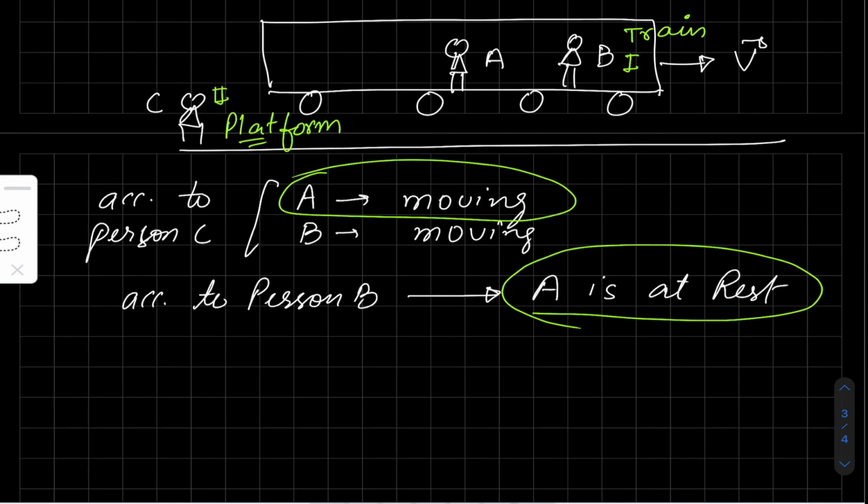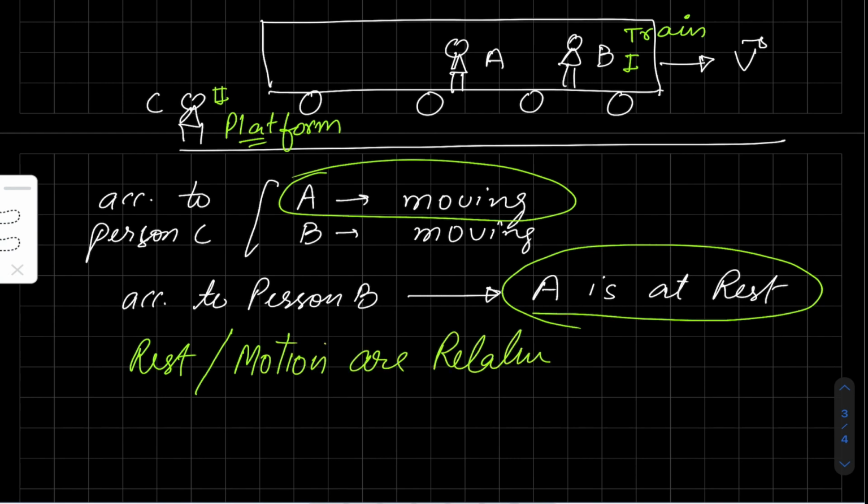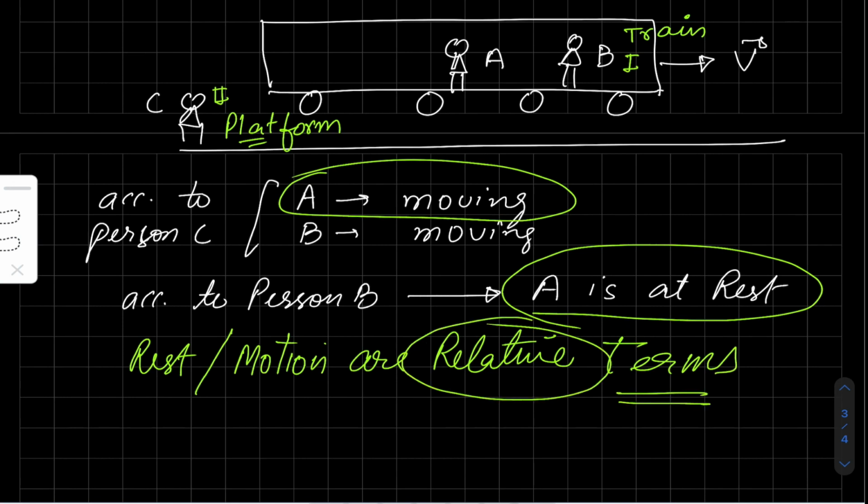So keep in mind this statement: rest and motion are relative terms. This word relative is very important here, right? So I hope you understand what Newton's first law is, where it is valid, where it is not valid. In the next lecture I will talk about the inertial frame of reference and non-inertial frames of reference.